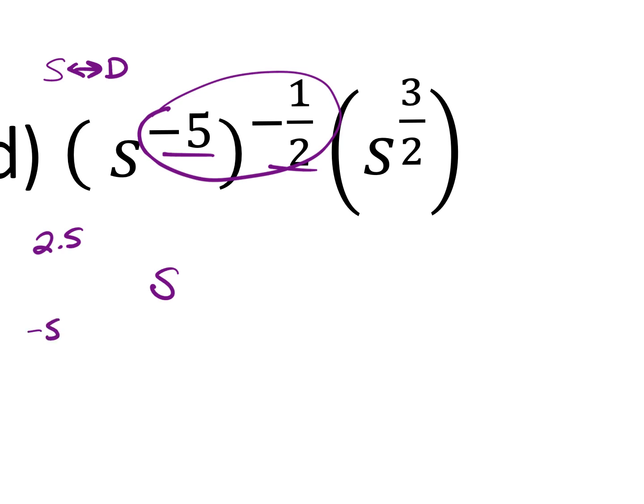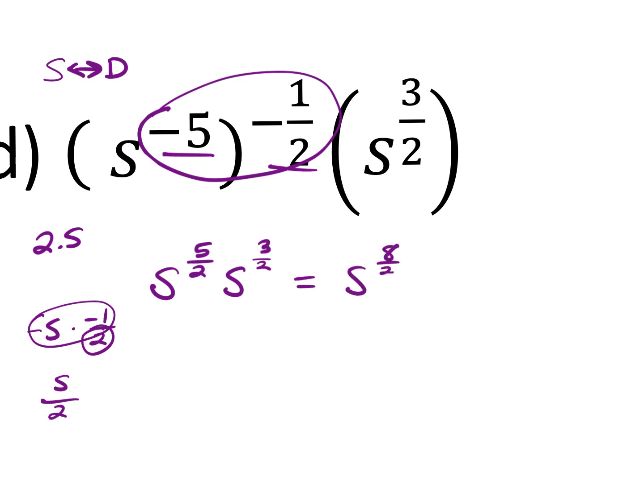But here's the deal. Negative 5 and negative 1/2 is a positive 5 over 2. Okay? So S to the 5 halves and S to the 3 halves. What do you do with 5 halves and 3 halves? Add it together. S to the 8 halves. What is 8 halves? 4. It's 4. S to the 4th power. Okay? Questions on that?